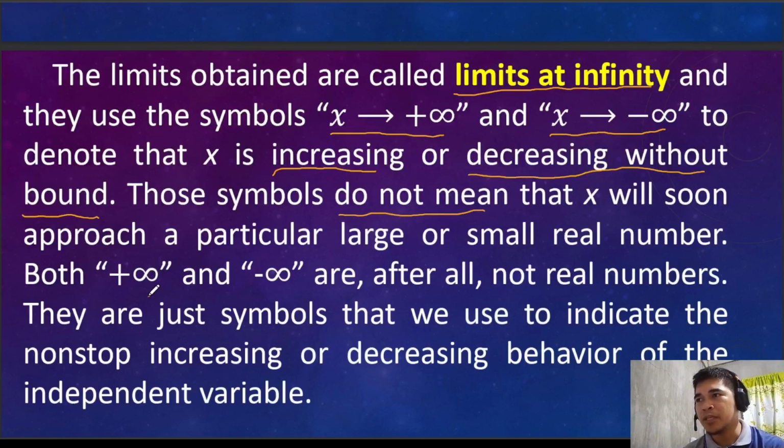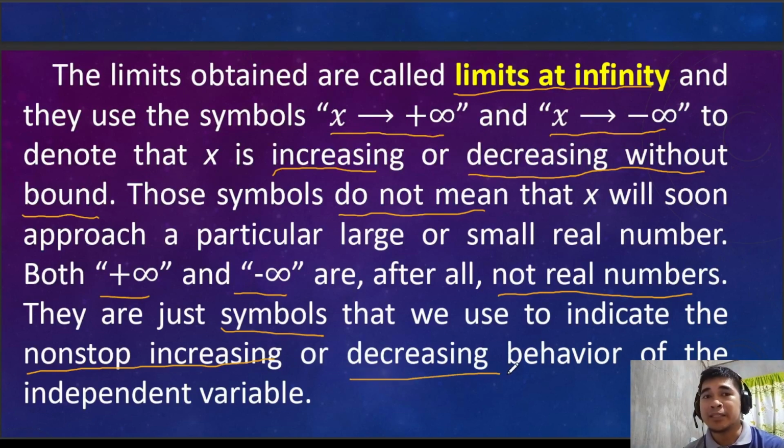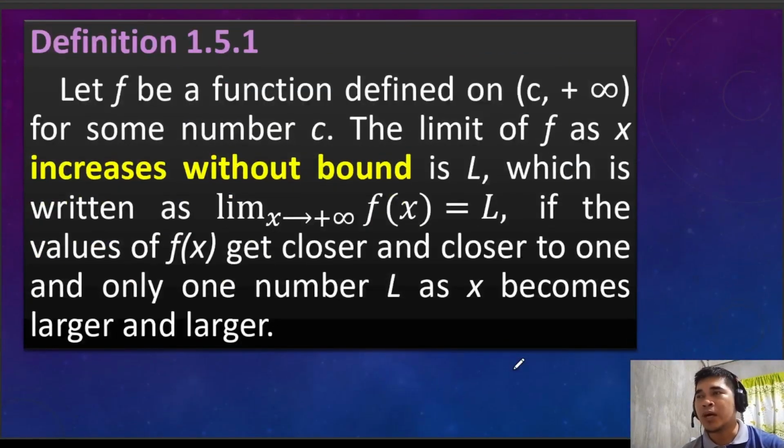Kay ang positive infinity ug ang negative infinity are not real numbers. Okay? They are just symbols that we use para as indicator to indicate that non-stop increasing or decreasing behavior of the independent variable. So positive infinity and negative infinity are just symbols and they are not real numbers. Nagpakita lang na siya og non-stop increasing or decreasing. So let's have the definition.